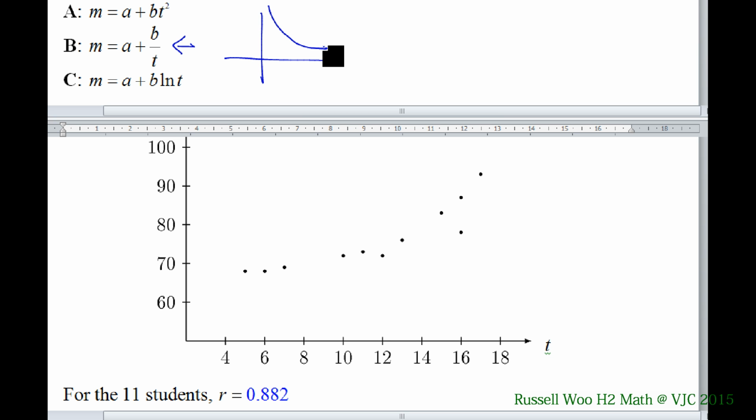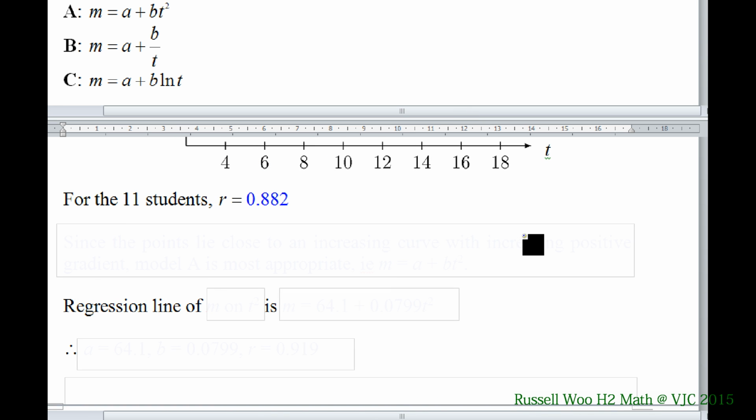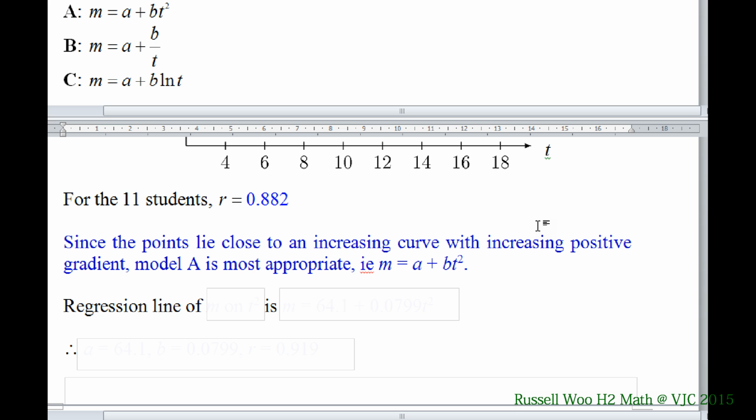Correct? So how do we explain the choice of A? Like this. The choice of A is because the gradient is increasing, just like the gradient of a quadratic graph.